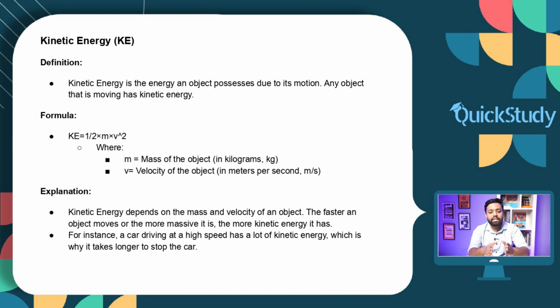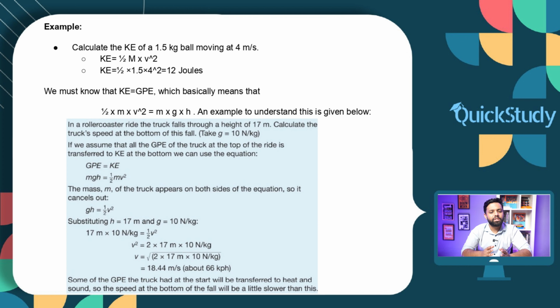So basically, kinetic energy depends on the mass of an object and how fast it is going. The more massive it is, the more kinetic energy it has, and the faster it is going, the more kinetic energy it has. For example, a car driving at a high speed has a lot of kinetic energy, which is why it takes a lot more time to stop that car. Let's look at some examples we can do with this formula.